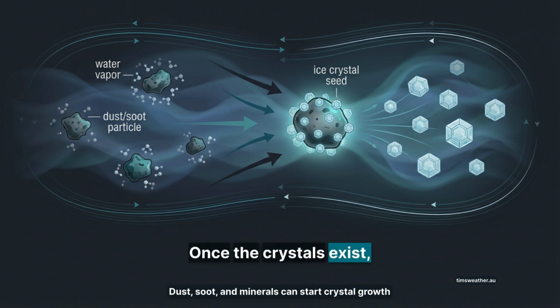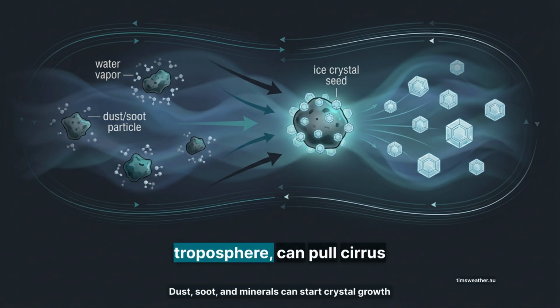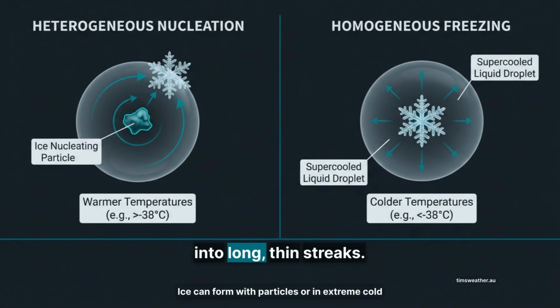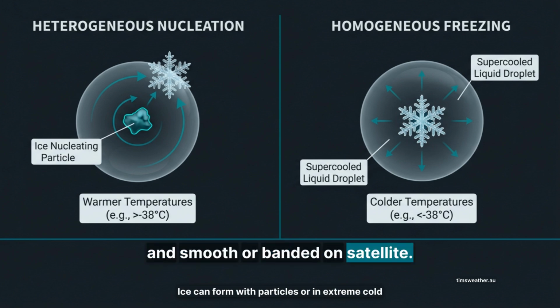Once the crystals exist, the wind decides what the cloud looks like. The jet stream, a fast river of air near the top of the troposphere, can pull cirrus into long, thin streaks. Strong upper-level winds can spread the crystals across a wide area, making the cloud look feathery from the ground and smooth or banded on satellite.